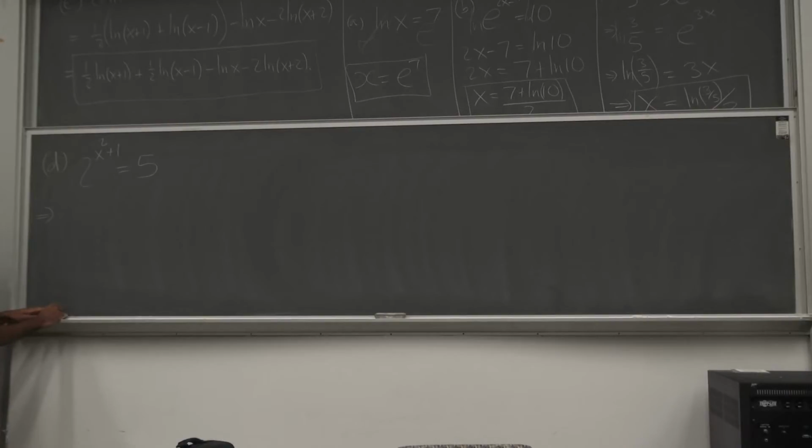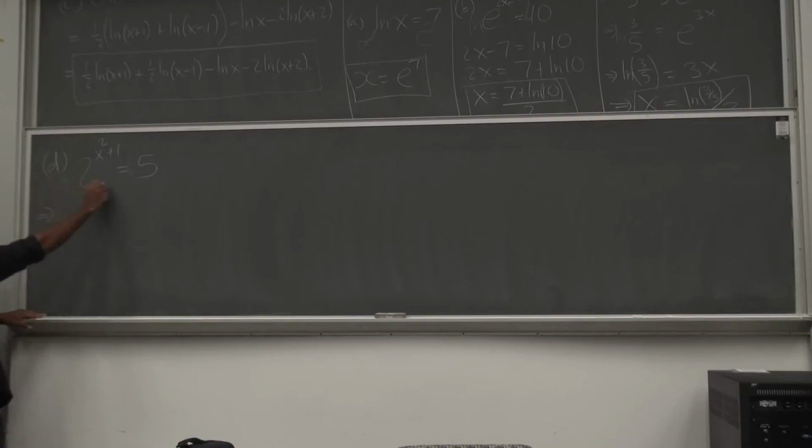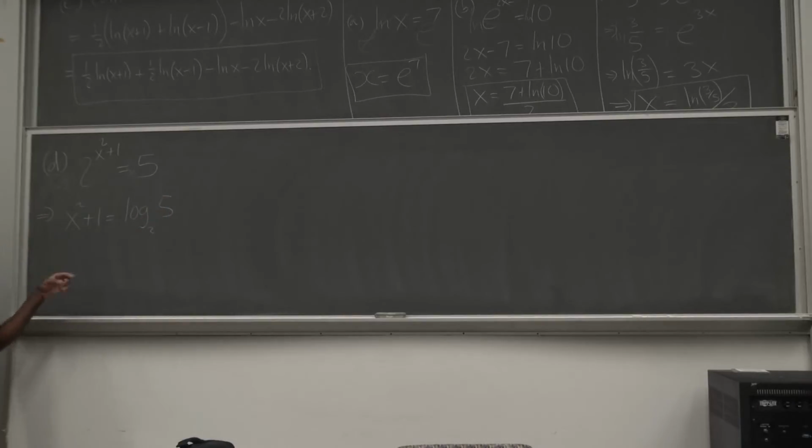So the base here is what? 2. So if I want to kill the base 2, I would use log to the base 2 of both sides. That would kill this guy. And I just have x squared plus 1 equals log base 2 of 5, which again, as he was saying, you can use log 1 to actually get to this point. And now, subtract 1.